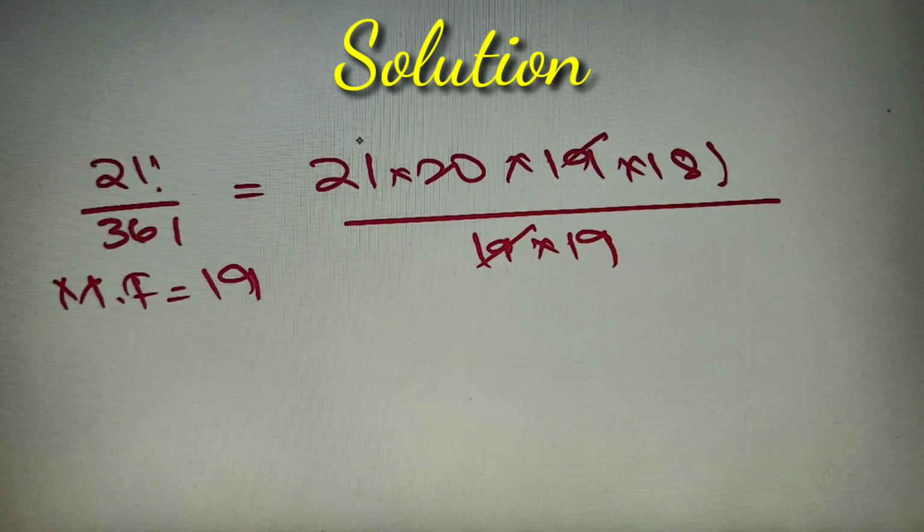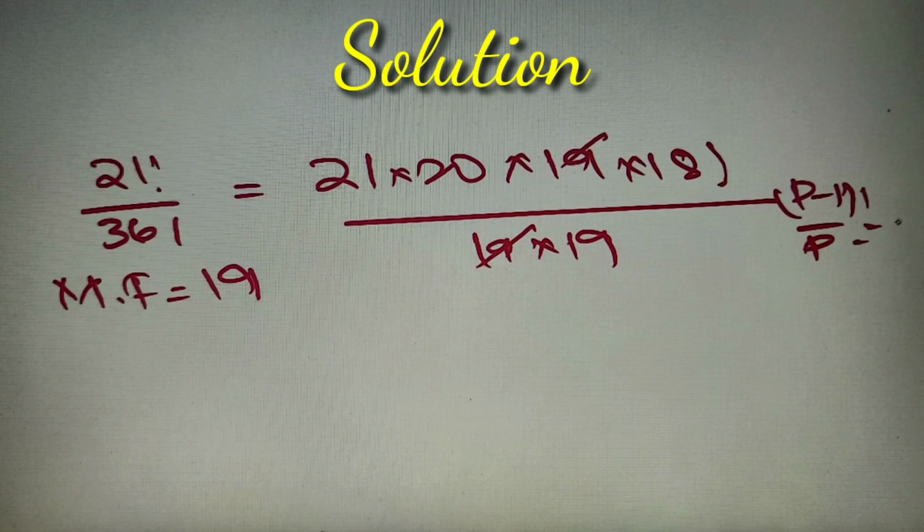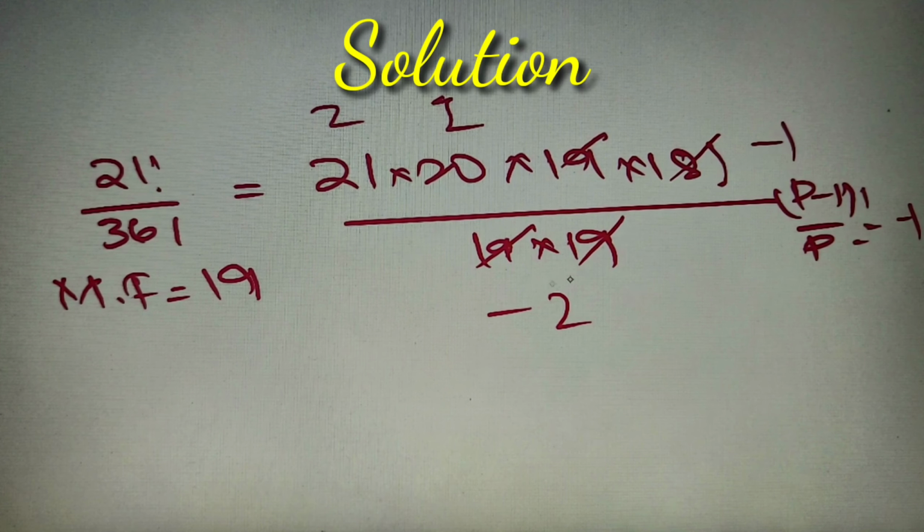We can separately find the remainders for each of them and then multiply them to find the final remainder. We have just used the formula of Wilson's theorem, that p minus 1 factorial divided by p will give us a remainder of minus 1. So 18 factorial by 19 will give us a remainder of minus 1 because 19 is a prime number. 20 by 19 will give us a remainder of plus 1, and 21 by 19 will give us a remainder of plus 2. Now 2 into 1 into minus 1 is equal to minus 2. So the remainder over here is minus 2.